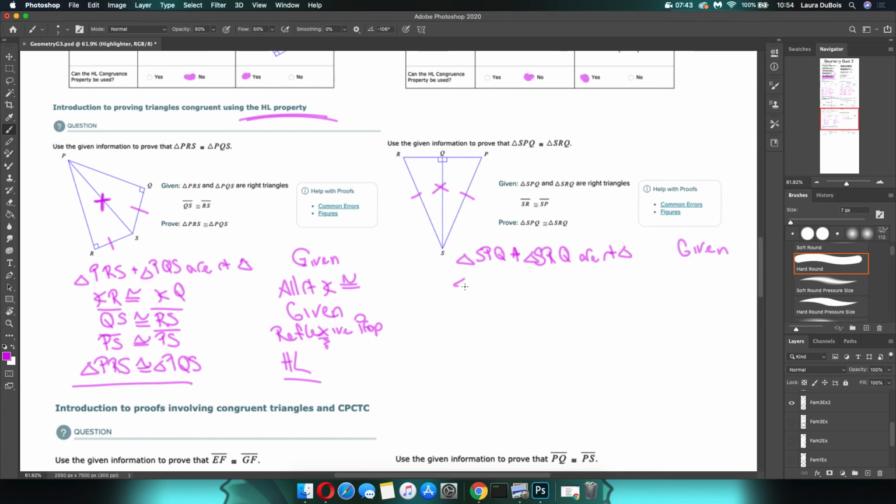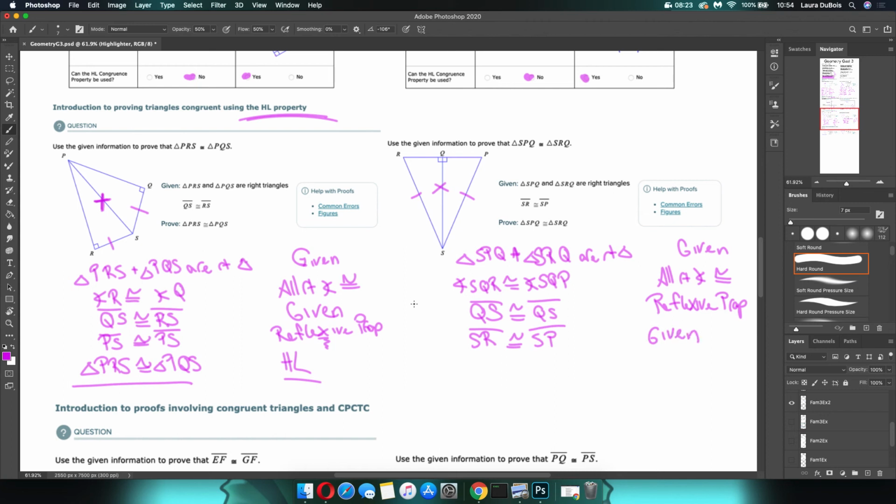Next up, the angles. So angle SQR is congruent to angle SQP, and that's because all right angles are congruent. Again, assuming you understand the shorthand. So that's the angle. Do we have a leg? Let's see here. Yes, we do. We have QS is congruent to QS because that's the reflexive property of congruence. Next up, we have the hypotenuse. Yes, we do. SR is congruent to SP, and that's because it is given.